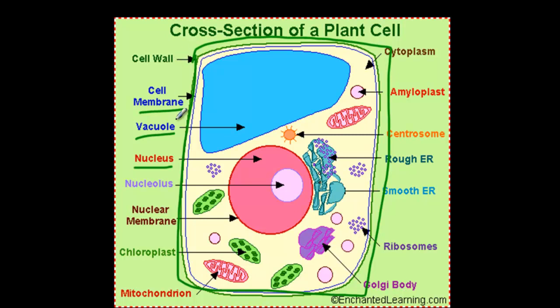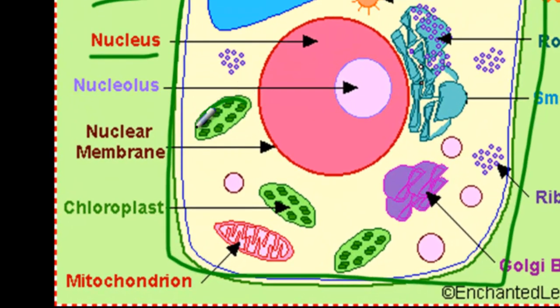Aside from that, there are chloroplasts. Now, these are what make most plant cells green. They're involved in photosynthesis, which is the process that plants use to make sugar from sunlight, water, and carbon dioxide.